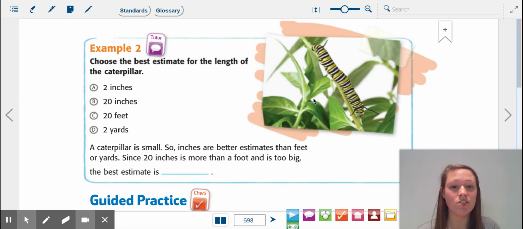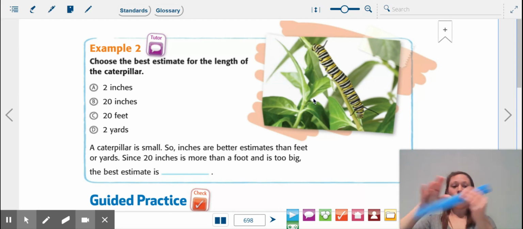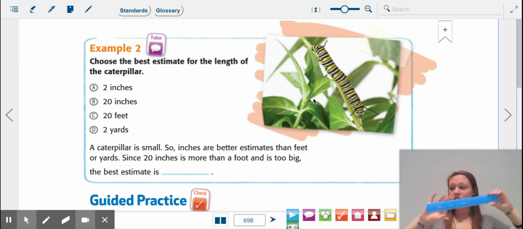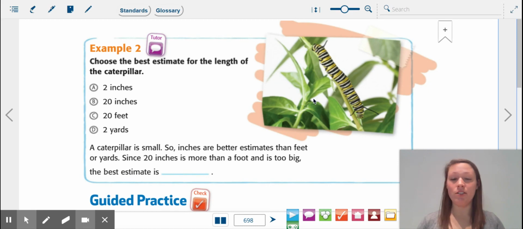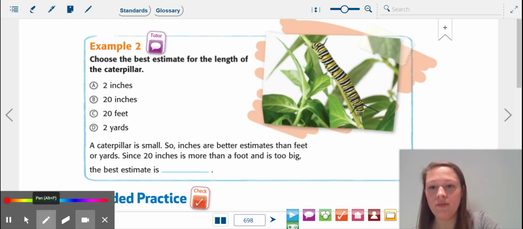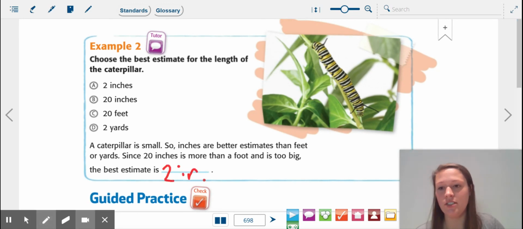So 20 inches is more than a foot, because 1 foot on a ruler is 12 inches. So 12 inches plus 8 inches equals 20 inches. So that would be a really big caterpillar too. So the best estimate is A, 2 inches.